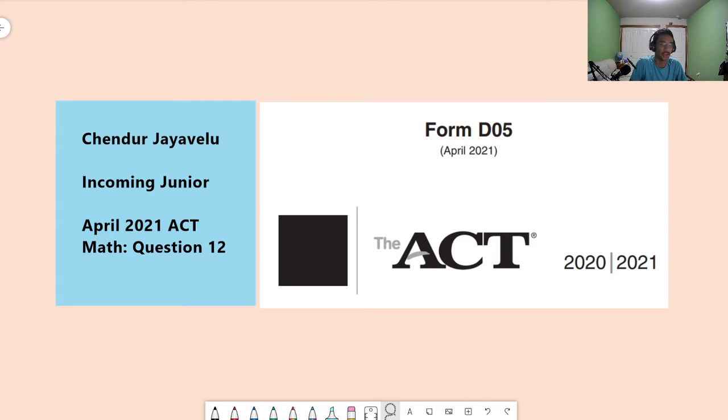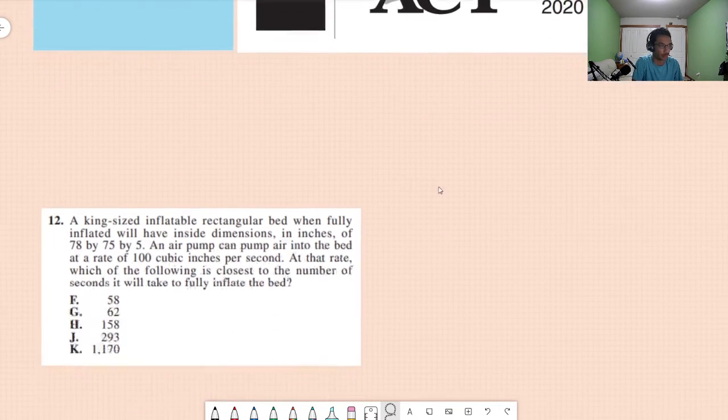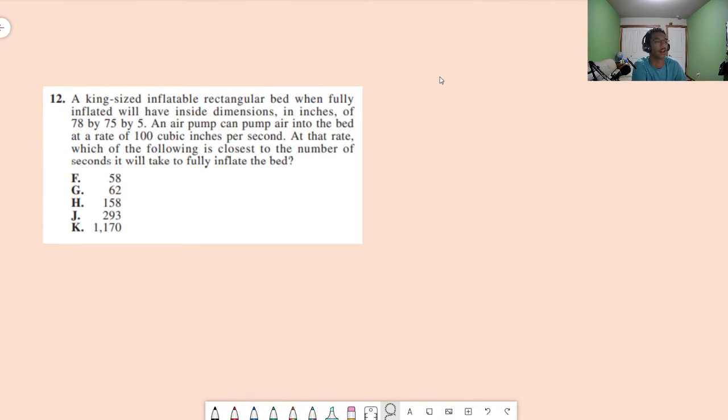I'm an incoming junior in high school, and today we're going to be looking at question 12 of the April 2021 ACT Math section. So let's take a look at question number 12. Question number 12 says, a king-sized inflatable rectangular bed, when fully inflated, will have inside dimensions in inches of 78 by 75 by 5. An air pump can pump air into the bed at a rate of 100 cubic inches per second. At that rate, which of the following is closest to the number of seconds it would fully take to inflate the bed? Okay, so pause the video, figure out this problem by yourself, and when you're ready, hit play.